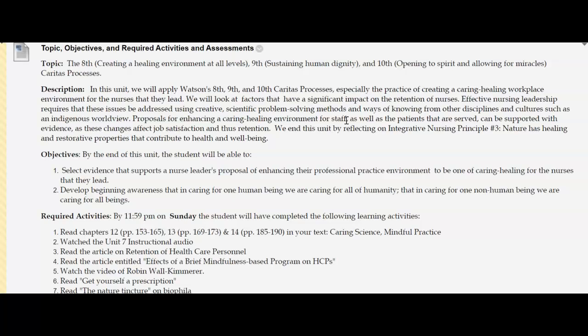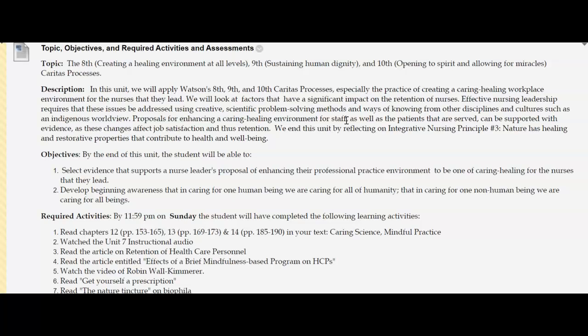Our topic is the 8th, 9th, and 10th Caritas processes. The 8th is creating a healing environment at all levels. The 9th is sustaining human dignity. And the 10th is being open to spirit and allowing for miracles.